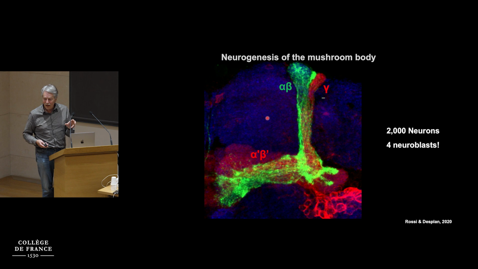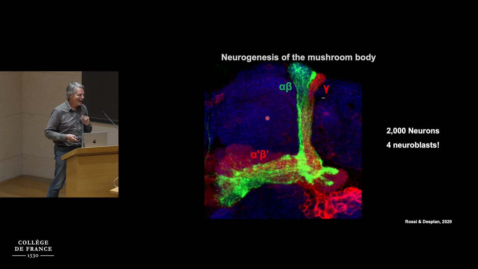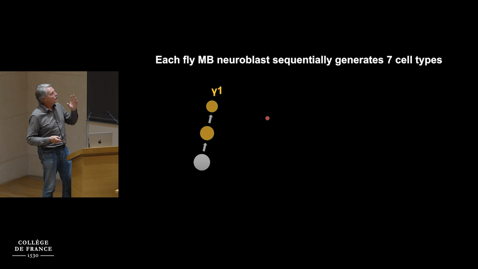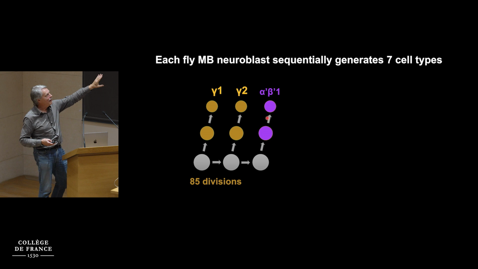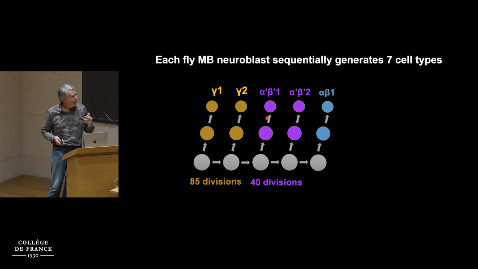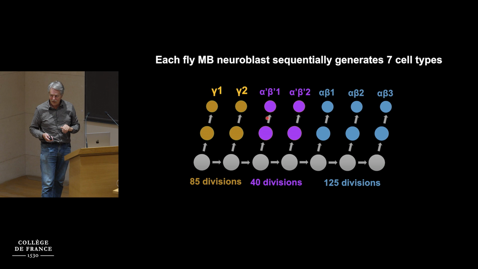So that means the system is working. We know how the system functions. The neuroblast first produces gamma 1 cell types. It divides 85 times to produce some gamma 1, some gamma 2. Then it's going to do 40 divisions for alpha prime, beta prime 1, alpha prime, beta prime 2. And then for 125 divisions, it's going to produce the last three cell types. So 125 cell types to 250 divisions.